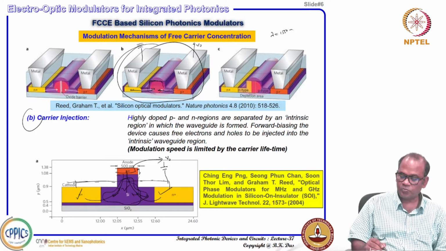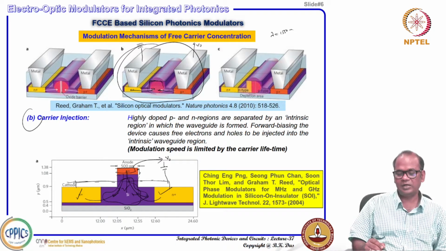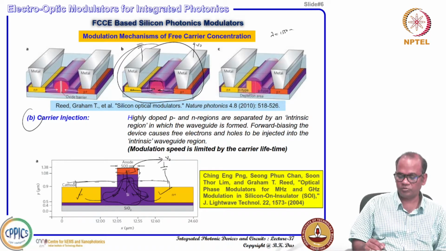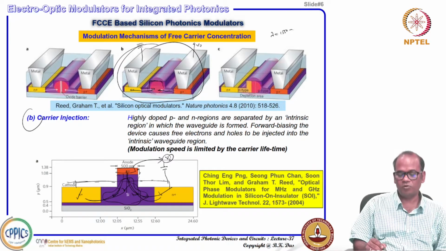Okay. So in this process they could demonstrate megahertz to gigahertz range modulation, but the modulation frequency could not be increased. The reason being, you are injecting carriers from this side to this side. Now when you are withdrawing your voltage, where should those carriers go? You are not pulling the carriers back. What happens? These injected holes and electrons recombine. That recombination takes time. It has its own lifetime.